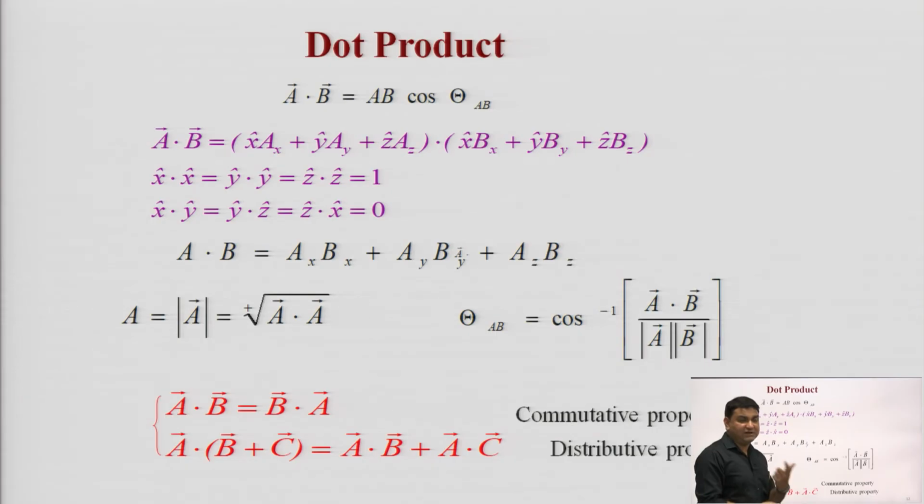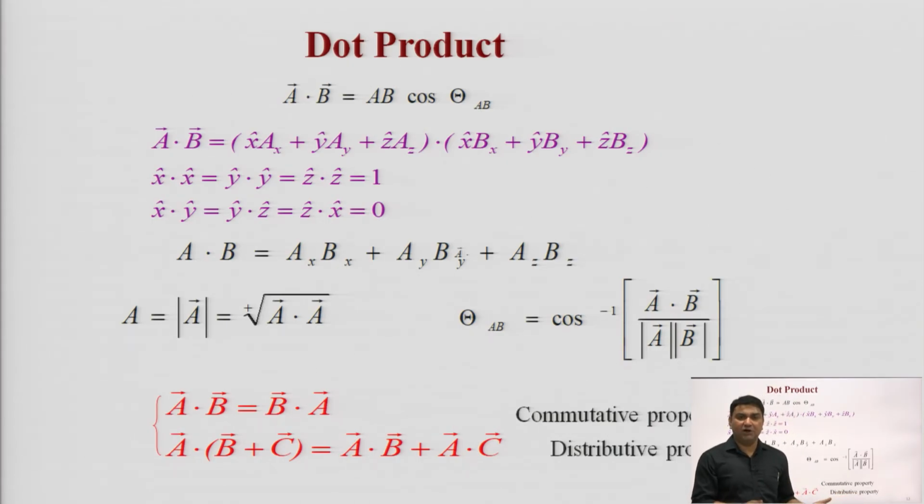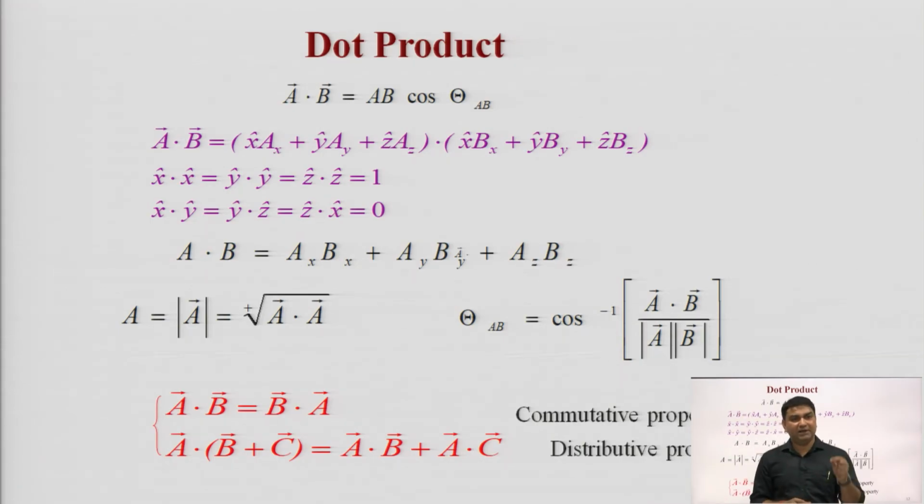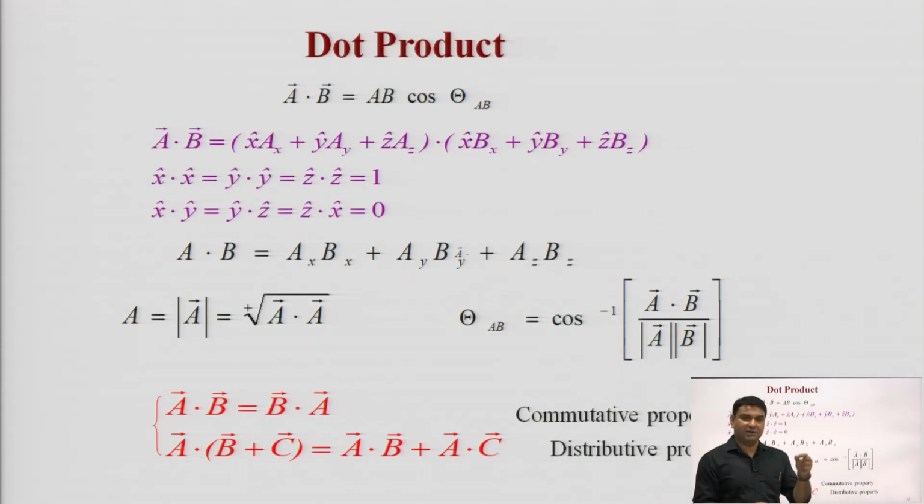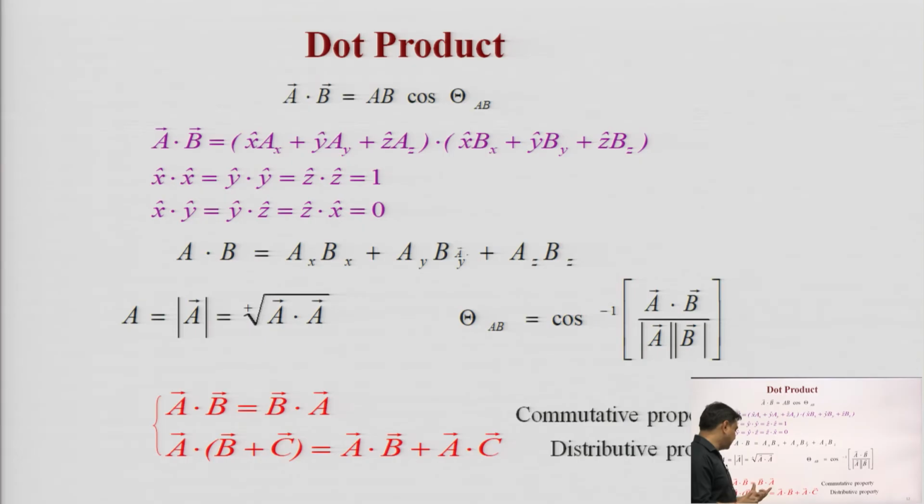The commutative property says that A dot B is equal to B dot A. The product is the same for both notations. Either it may be A dot B or it may be B dot A, the product will remain the same because it is a scalar quantity. There is no difference of direction. So it is in terms of magnitude only, and the magnitude is AB cos theta. Magnitude is A, magnitude is B, and cos theta is also a scalar quantity. So there is no change.